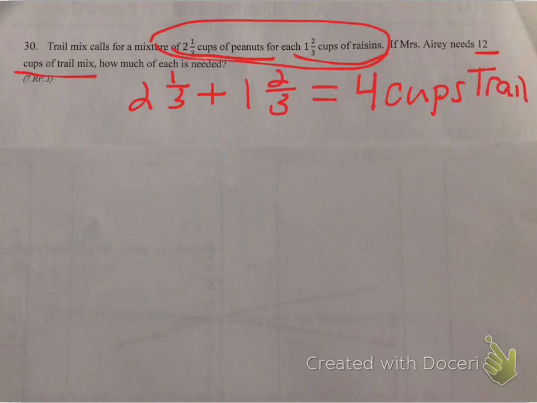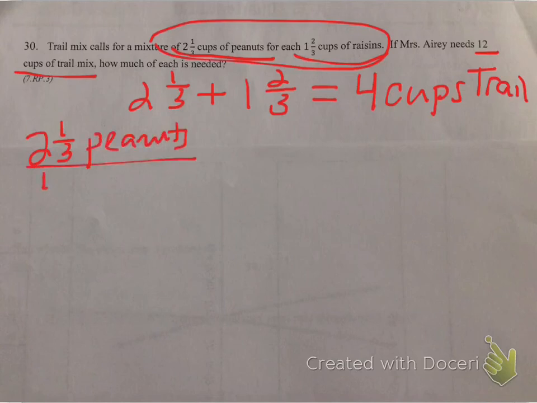So we want to know how much of each. So this one, they're asking for both. So I could take either one. I could take the 2 1/3, or I could take the 1 2/3. So I'm going to look for the peanuts first. 2 1/3 of peanuts to a total of 4 trail.